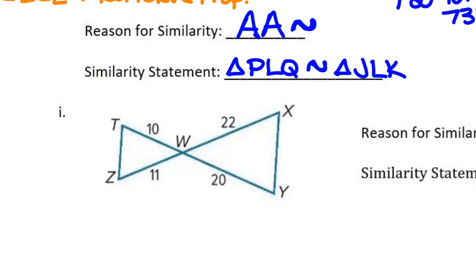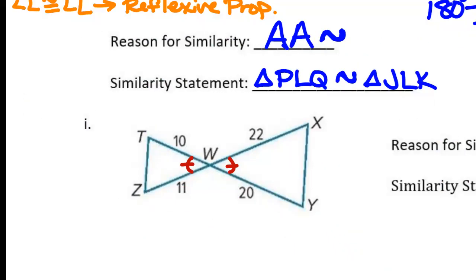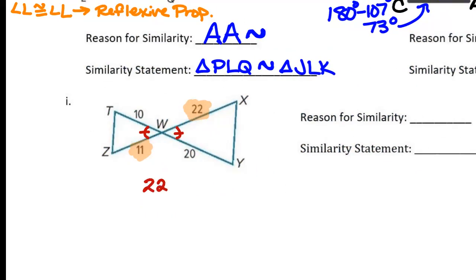All right, last one. What can I mark on the picture without being told? Vertical angles right here. What type of similarity should we try for here? We should try side-angle-side. All right, let's match biggest to biggest. 22 matches up with 11. So 22 over 11. Is that equal to, what else can we match up? 20 and 10.